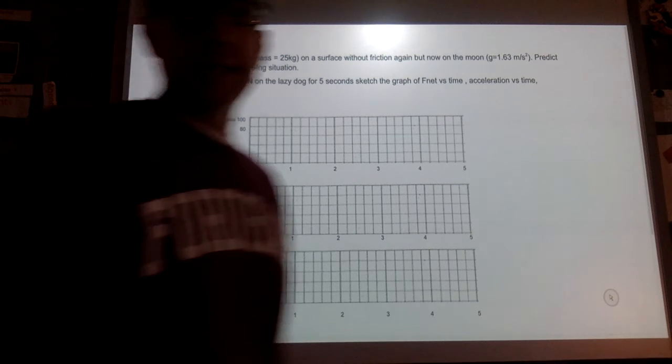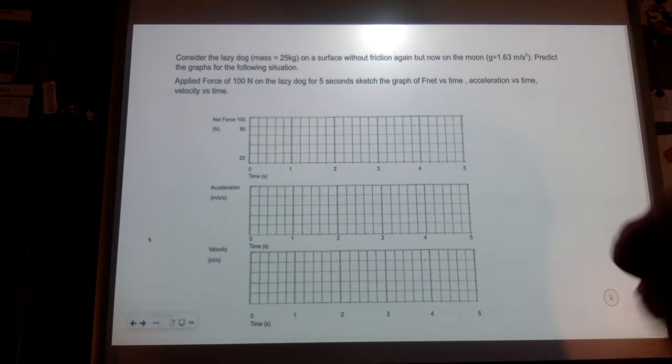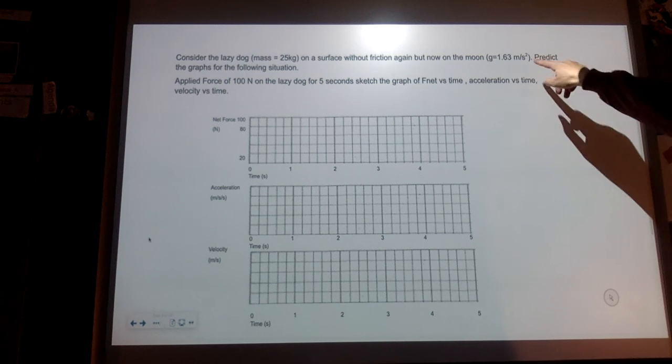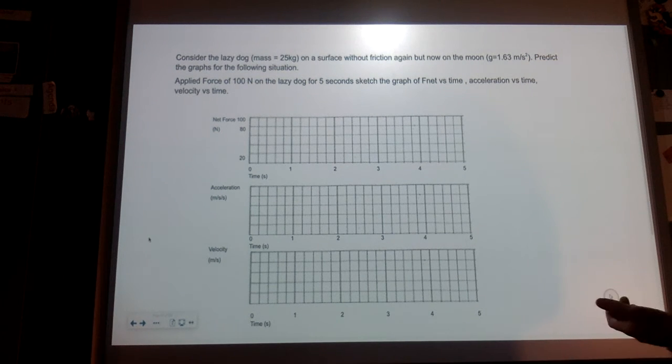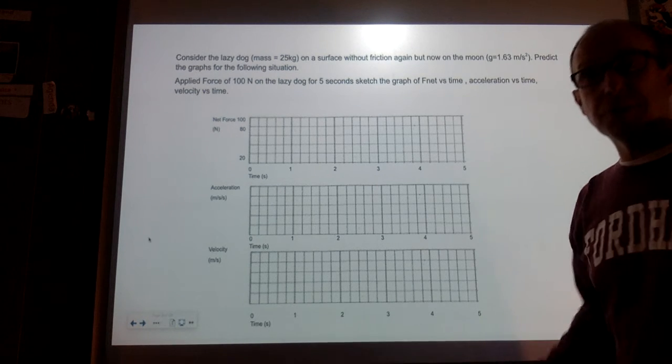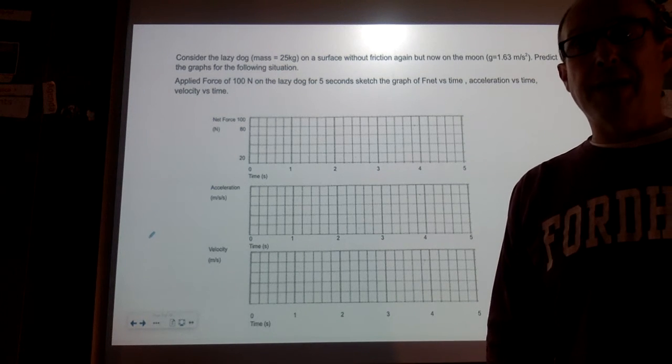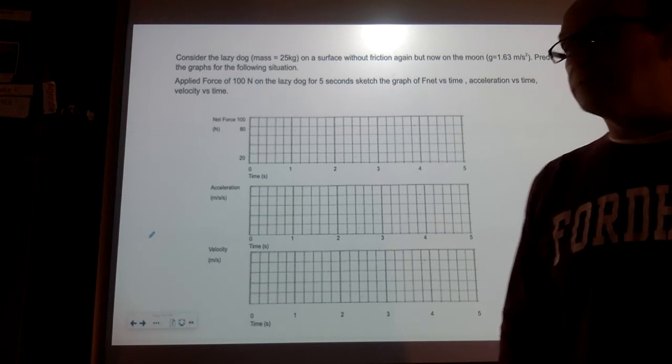All right, so now I'm going to take my lazy dog to the moon. And so my acceleration is going to be different, but the mass is going to be the same. I'm going to apply the same force of 100 newtons for 5 seconds, and I want to know what the sketch of the force versus time, acceleration versus time, and velocity versus time looks like. So how does acceleration due to gravity affect the second law?